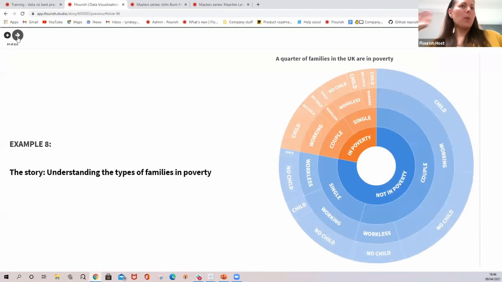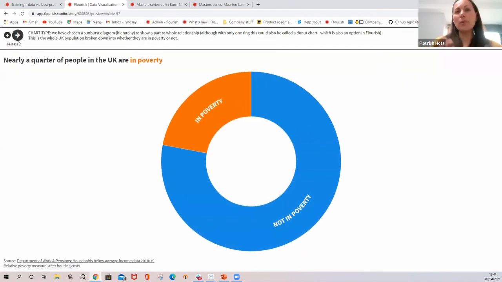So, two last examples. Again, it's animated storytelling, but with a slightly harder chart type, which is our hierarchy templates. And this is understanding the types of family in poverty. So the first example, I call this a donut chart. It's basically a pie chart with the middle bit out of it. And it's actually the same as our sunburst chart, but it's just one ring. So it could be both things.